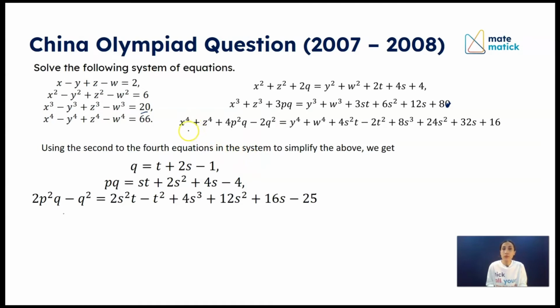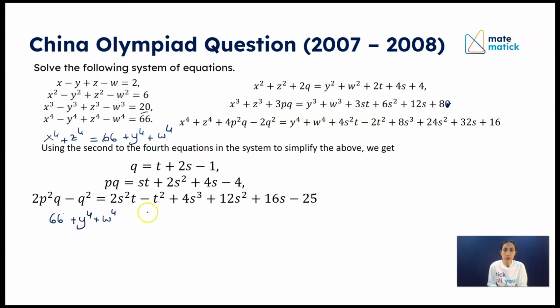Now let's do the same thing for the third one. So here we have x to the power of 4 plus z to the power of 4. I can write this as 66 plus y to the power of 4 plus w to the power of 4, right? So let's do that. It's x to the power of 4 plus z to the power of 4, and I'm going to write this as 66 plus y to the power of 4 plus w to the power of 4.